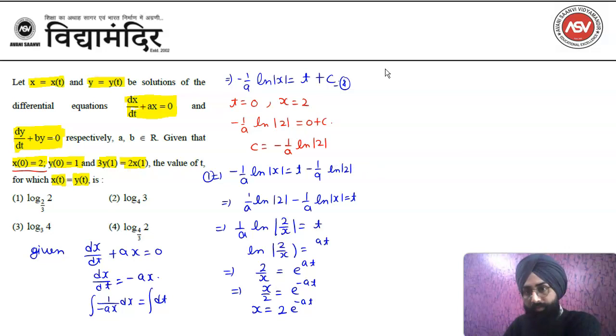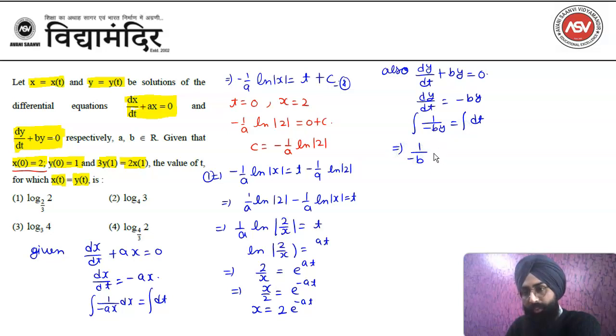Now a similar thing we are doing for the other function, which is given as dy/dt plus by equal to 0. Now to solve this, we are again trying to separate the variables. So taking this term on the other side, we bring it on this side equal to dt. Variables are separated, we can take the integral now. So 1 by minus b is just a constant, we can write ln y here. Here it will be t plus c.